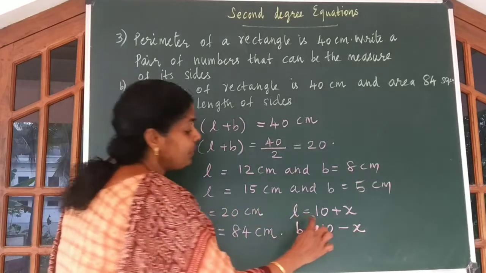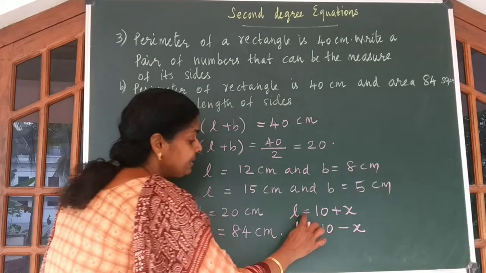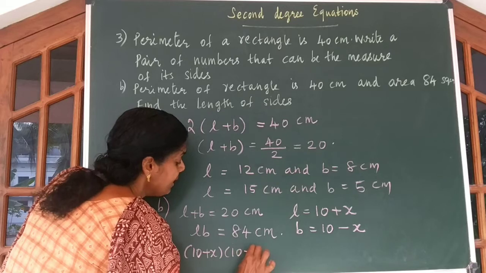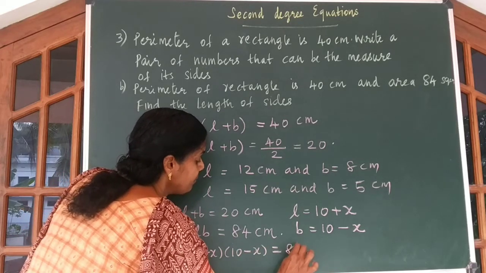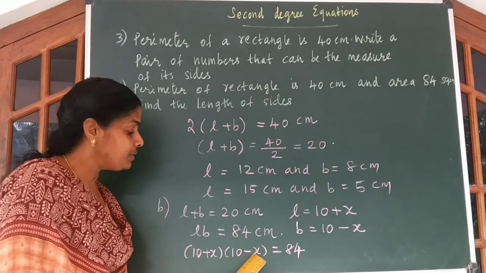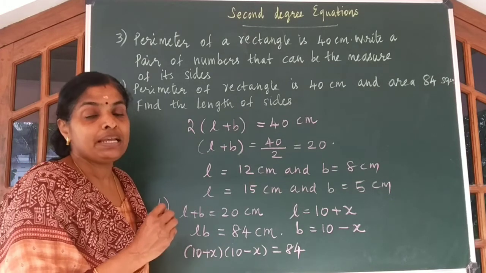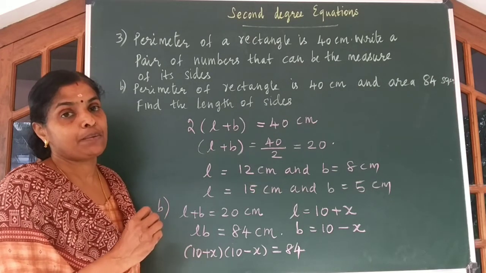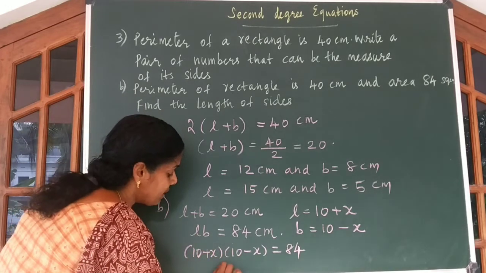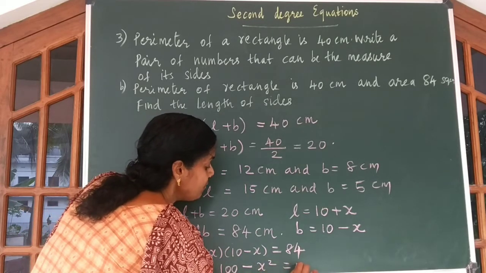Let us substitute L and B in our area. Length is 10 plus x. So you get (10 plus x) into (10 minus x) is equal to 84. Now this is of the form (a plus b) into (a minus b). We have studied in 8th standard (a plus b) into (a minus b) is equal to a square minus b square. So you get 10 square, which is 100, minus x square is equal to 84.